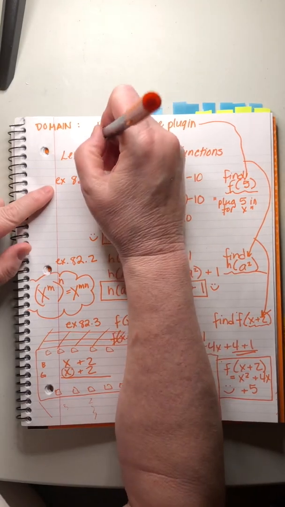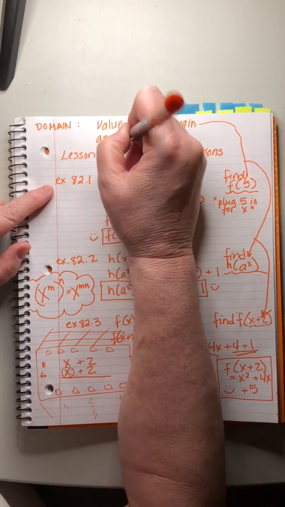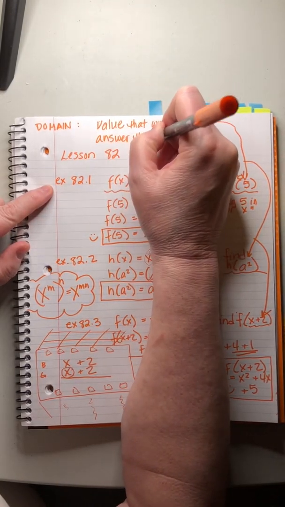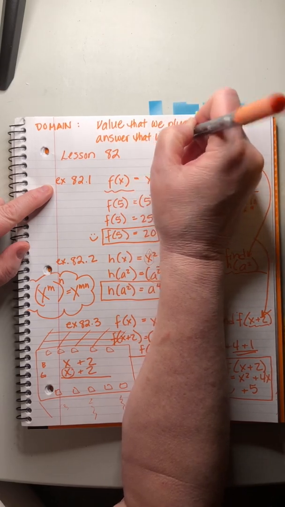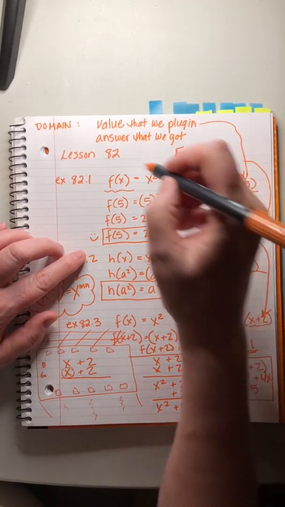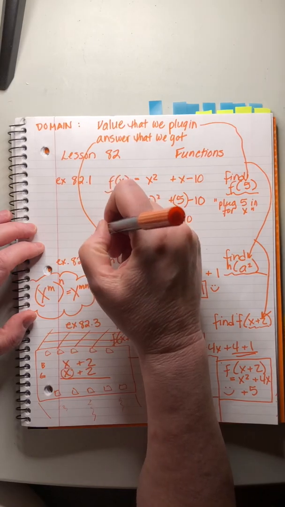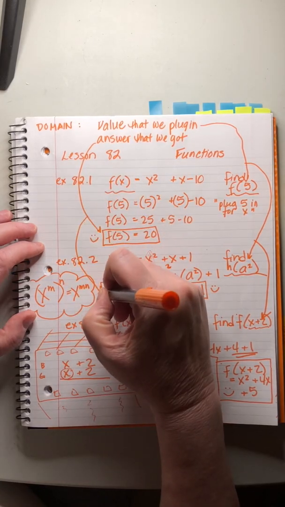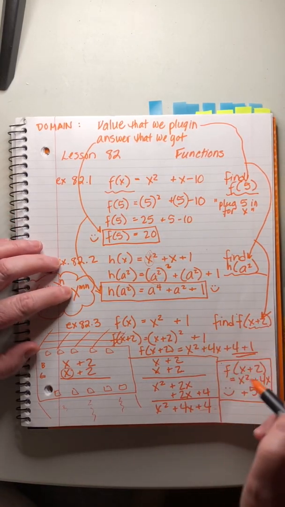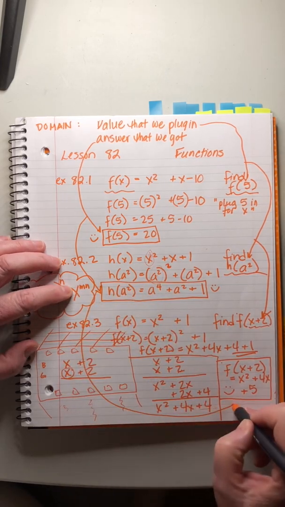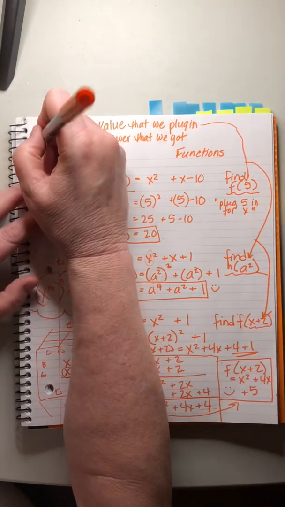Okay, the answers that we get, which are here and here. Our paper's getting super messy, huh? I hope you're copying everything that I am. And then way over here. Those are called the range.